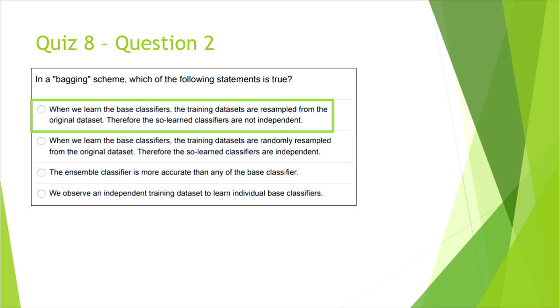Essentially, the fact that each Bayes classifier is selected with respect to the same criteria inherently links one classifier with the others. Therefore, the so-learned classifiers are not independent. No matter how many times you resample the original training set, the pseudo-training sets will still be dependent.